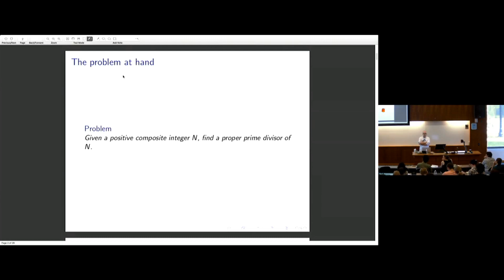So the problem that we have is that we're given a composite positive integer n, and we want to find a prime divisor of it. This isn't exactly the same as factoring it, because for the moment we'll be happy if we can find one proper prime divisor, and we may end up with a number which has other factors that we can't then further factor, but one step at a time.